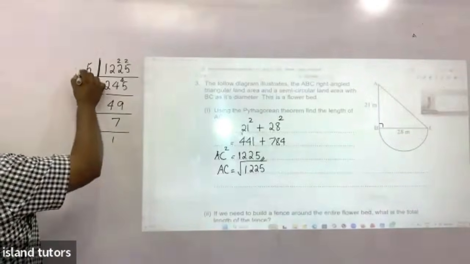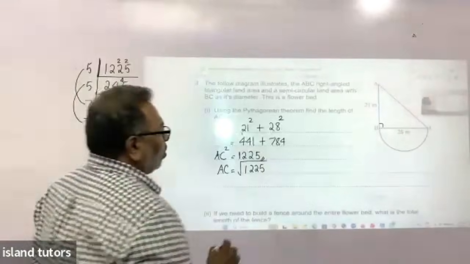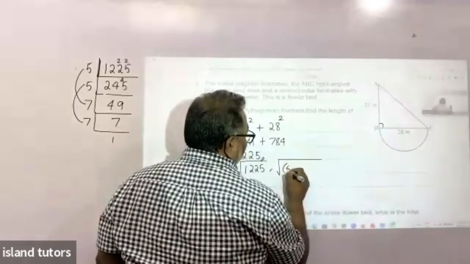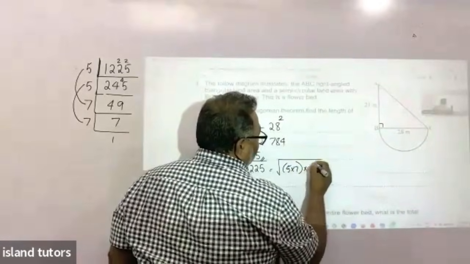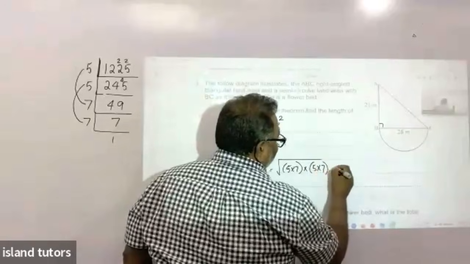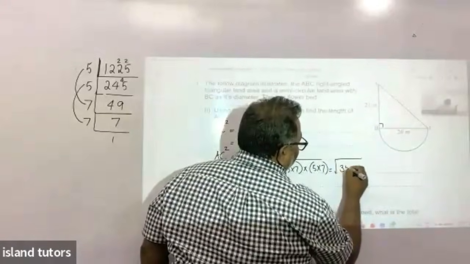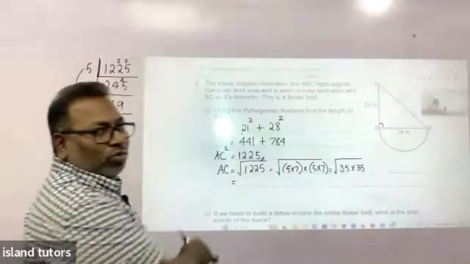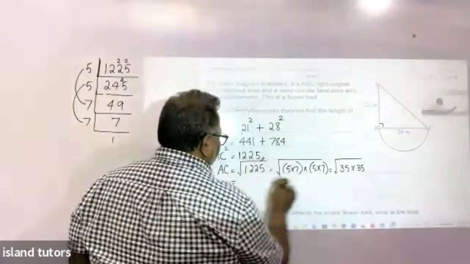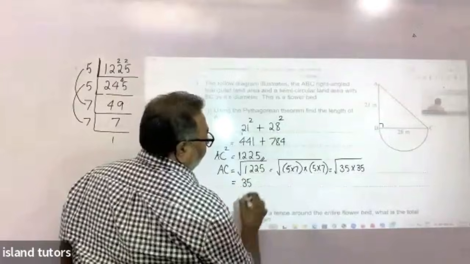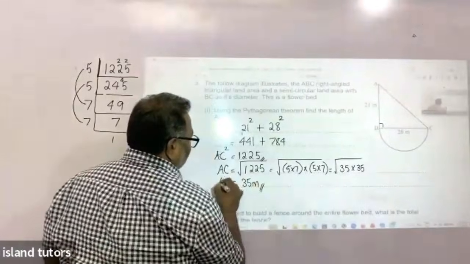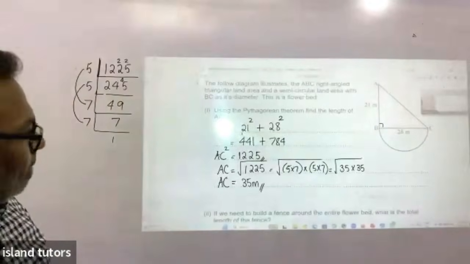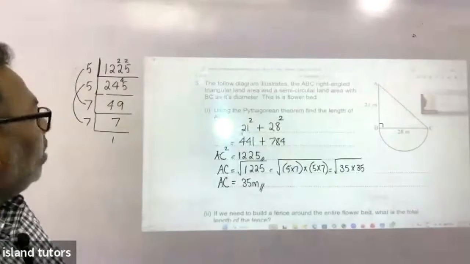So then put it into pairs, right? So square root: 5 multiplied by 7 into 5 multiplied by 7, which is 35 multiplied by 35. So therefore, the square root of 1225 is 35 meters. So AC is equal to 35 meters. Okay. That's your answer for question number 1.